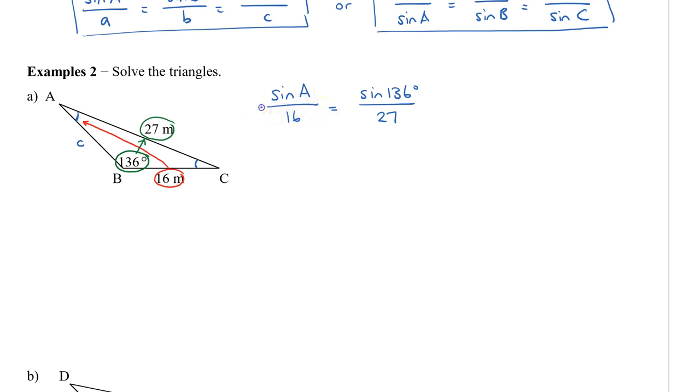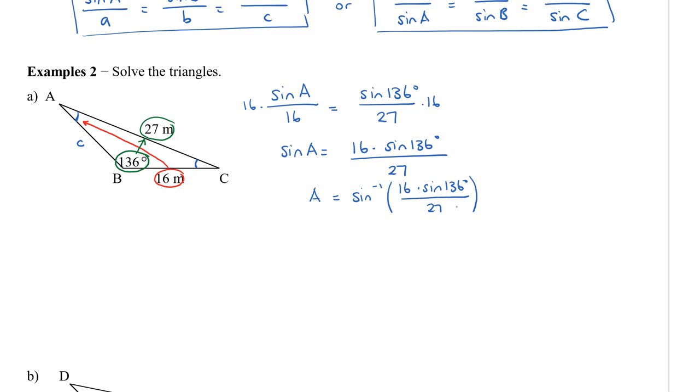So I'm going to multiply both sides by 16 to isolate the sine A. So I get 16 times sine 136 degrees divided by 27. And then to type this out, I want to go A equals, I'm going to type out this whole right side, and then I have to remember to activate the inverse sine. So activate the inverse sine button on your calculator, and then we find out that angle A is equal to 24.31 degrees. Now when I type it out, I actually go 16 times sine 136, all divided by 27, press my equals, and then I activate my inverse sine. But you can also type it all in like this as well.